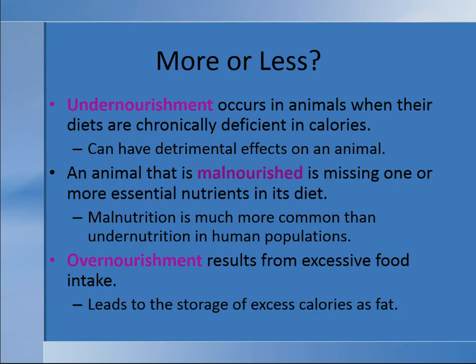Okay. So more or less food, well, both of those are bad. Undernourishment is when you have a deficiency in caloric intake, in calories, and this is really detrimental. It causes stunting and is really bad. Malnourishment is where you're missing an essential nutrient. And this is actually much more common than undernutrition. If you're eating a diet of just rice, for instance, you may not be undernourished, but you'll definitely be malnourished. And then, of course, overnourishment is bad, and that's excessive food intake. And this is where you store your excess calories as fat, and that has health problems too.